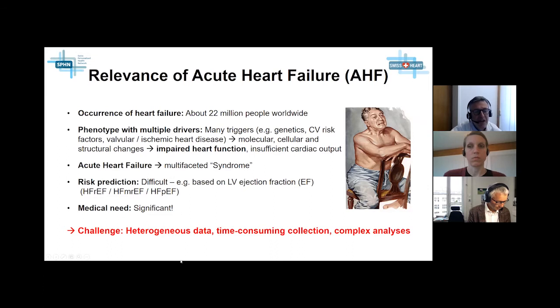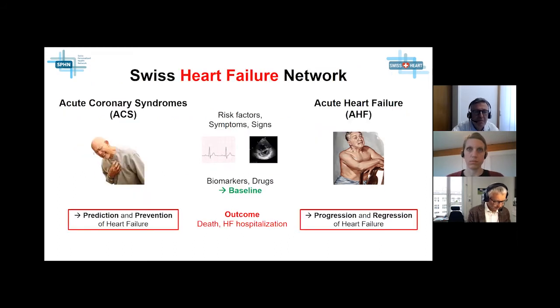Now, the big challenge evidently is also that the data about acute heart failure are very heterogeneous. The collection accordingly is very time consuming, and the analysis, given this multifaceted phenotype, is complex. An ideal setting, we think, to embark upon that and look at it more in detail. That's why we felt that we have to look at the Swiss Heart Failure Network and specify that.